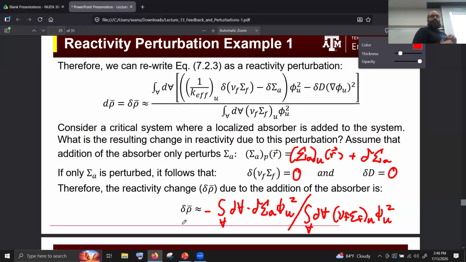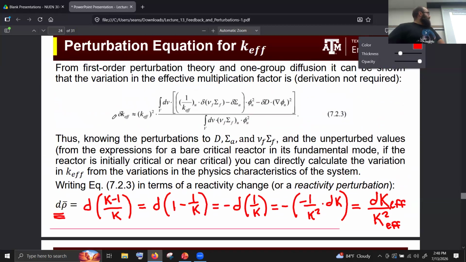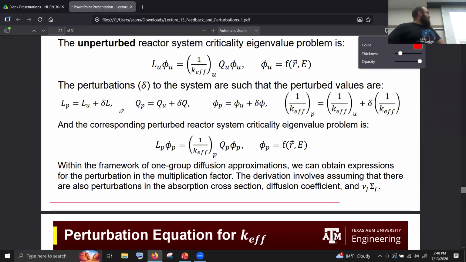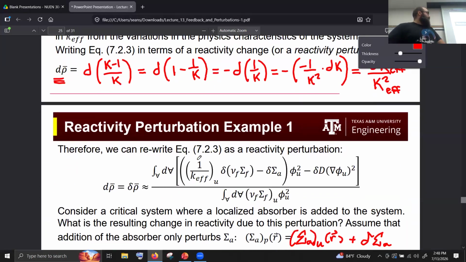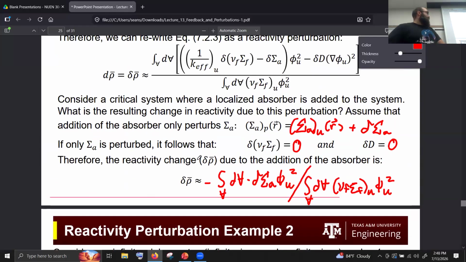Oh, this guy? Oh, yeah, that's just the notation for a perturbation. It's the same notation as this one. So that's just the symbol for a perturbation. And you can basically think of the perturbation as a small change.